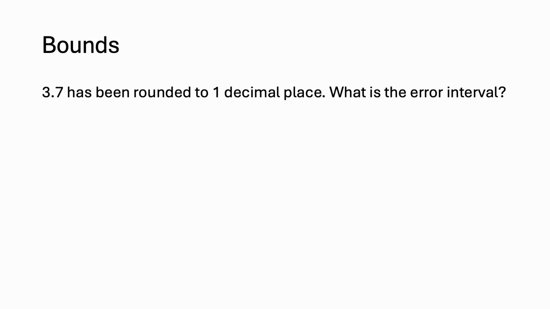So let's look at this one here. 3.7 has been rounded to one decimal place. What is the error interval? So what we can do is we can write 3.7 in the middle. And then we work out what one decimal place higher than 3.7 is, which is going to be 3.8, and one decimal lower than 3.7, which is essentially 3.6.